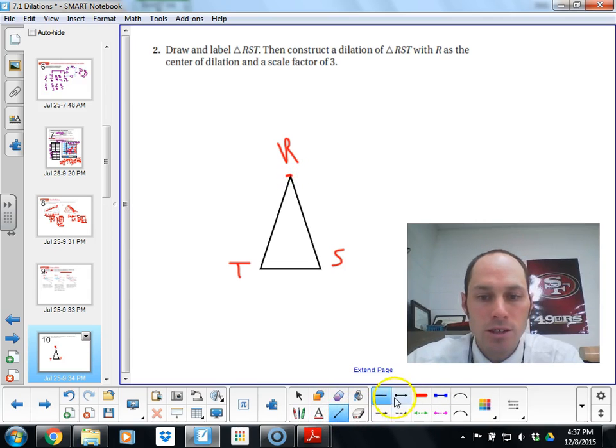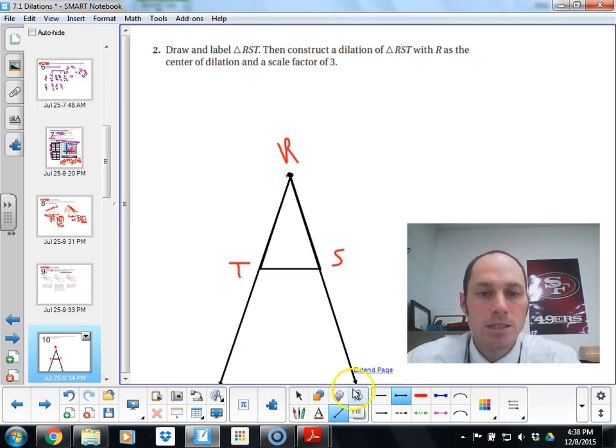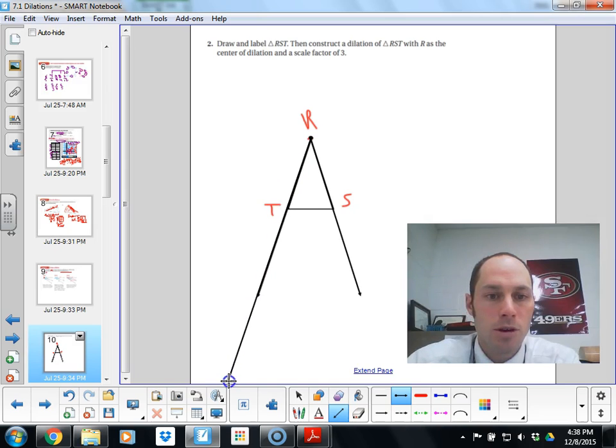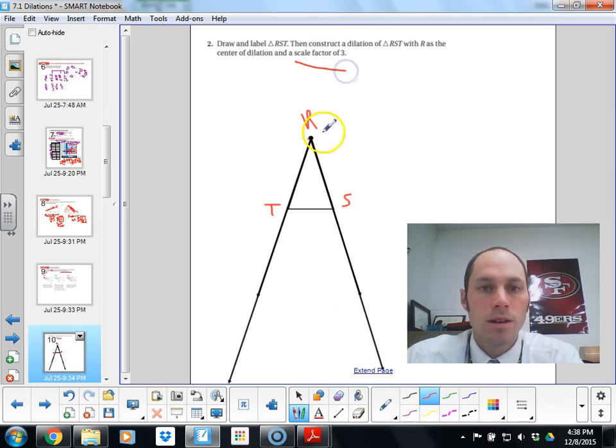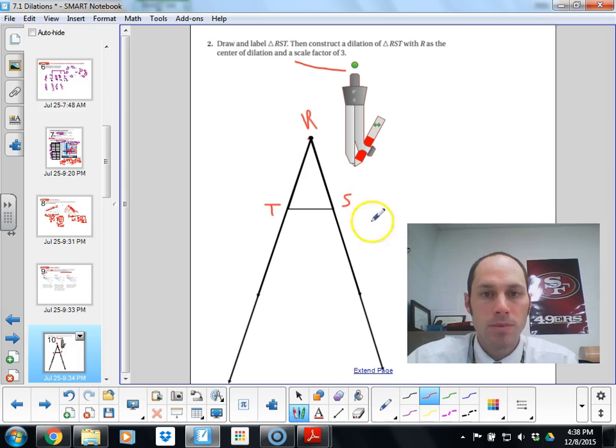And then we're going to get our straight edge. Mark lines from R through S and through T. Okay. So we want those lines to extend far enough so that if we're going to dilate by a scale factor of 3, that we have enough room to do that. So next we would get our compass.